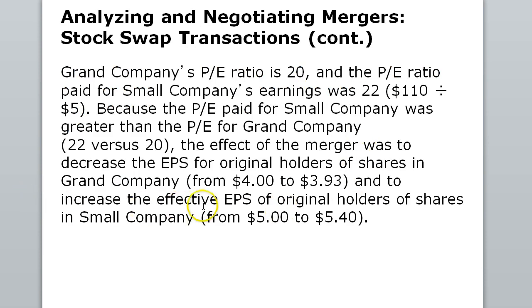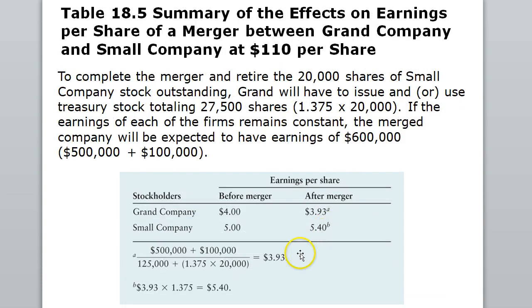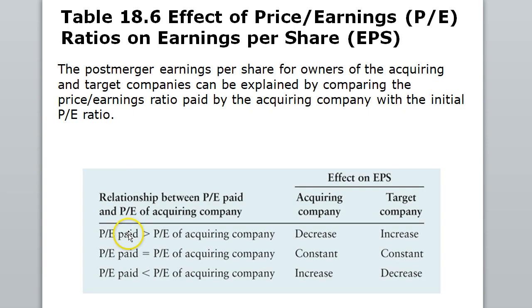And the earnings per share for the original shareholders of small company goes from 5 to 5.40. And again, that's detailed back here. We were able to find the 5.40 by multiplying the new company's earnings per share by the exchange rate of the stock swap.